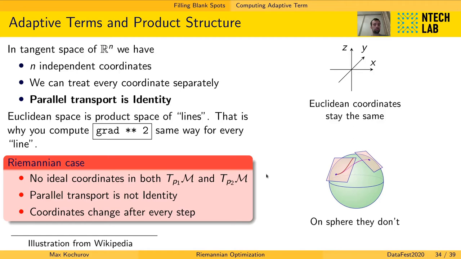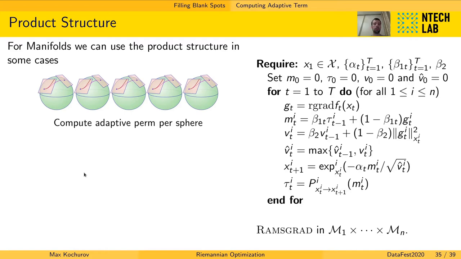What would we do in the Riemannian case? The only chance to use adaptive terms is to exploit product structure. And product structure is the following. As you see, there are five spheres, and the product structure is the case where one manifold is independent of others. When you change coordinates on one manifold and others are untouched, you can see that it's the same as independent coordinates, and it acts exactly the same.